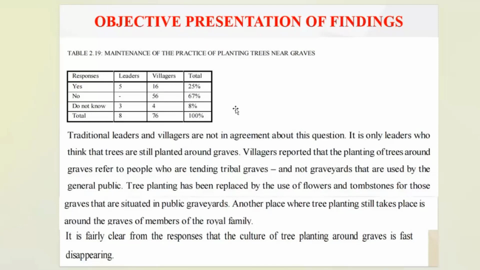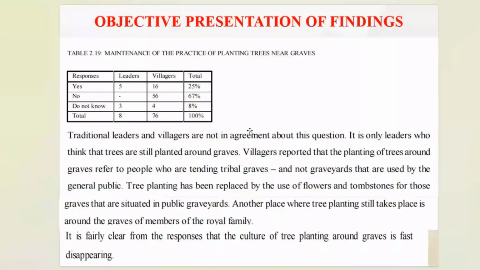I said, traditional leaders and villagers are not in agreement about the question. It is only leaders who think that trees are still planted around graves, because leaders are 8 in total, but 5 of them say yes, the trees are still planted in graveyards. It's only 3 who said they don't know. So it means the majority of them are supporting the idea of planting trees in graveyards as a continued cultural activity by the Bavenda.